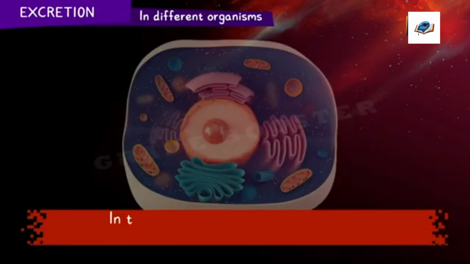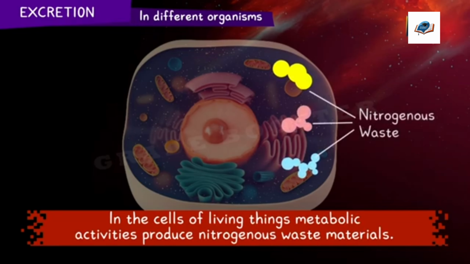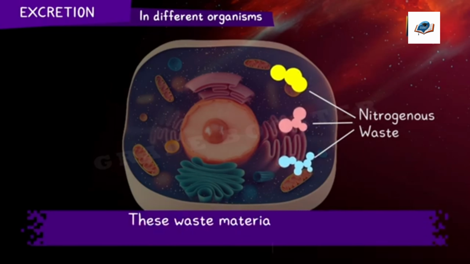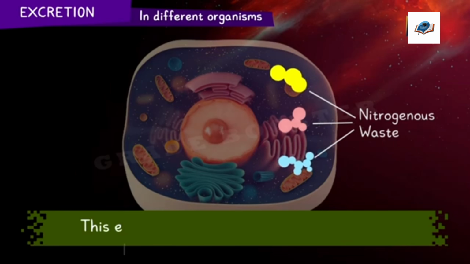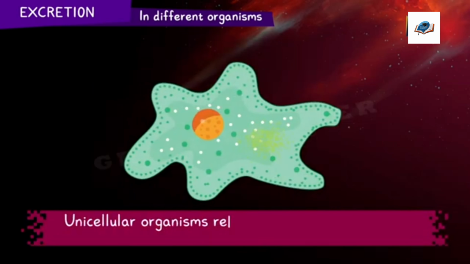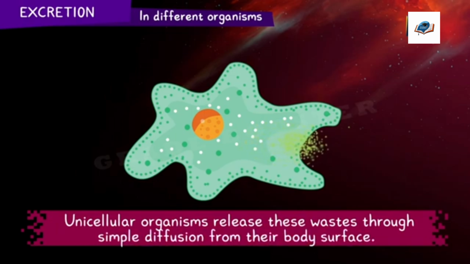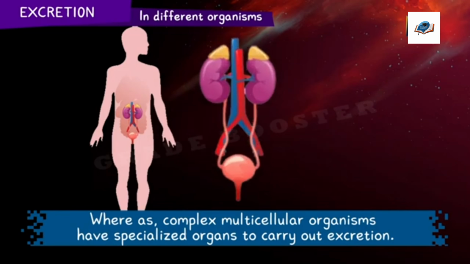Excretion. In the bodies of living things, metabolic activities produce nitrogenous waste materials. These waste materials must be eliminated from the bodies of the organisms. This elimination process is known as excretion. Unicellular organisms release these wastes through simple diffusion from their body surface into the surrounding water. Whereas complex multicellular organisms have specialized organs to carry out excretion.